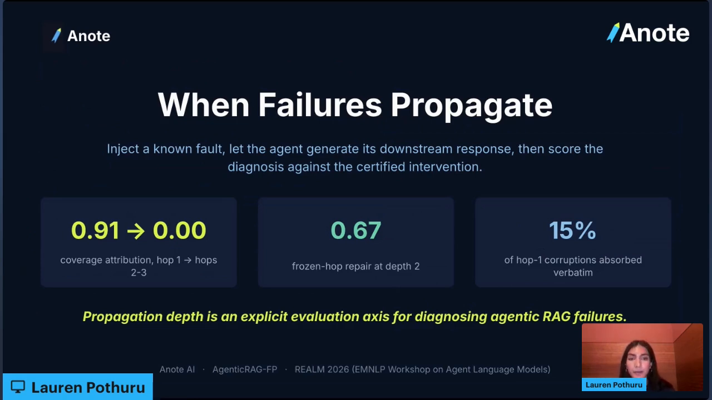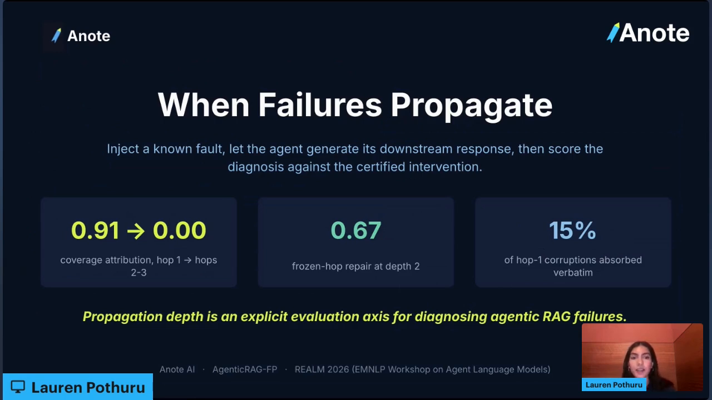Frozen hop repair recovers hidden content faults at depth 2, and so it reaches about 2/3 where coverage gets nothing. So fixing one specific hop and then continuing the agentic RAG system performs a little bit better than just trying to retrace your steps and identify where that failure occurred. And 15% of hop 1 corruptions get absorbed into the answer word for word. So a failure on the first retrieval and response step will actually still surface in the final answer 15% of the time.